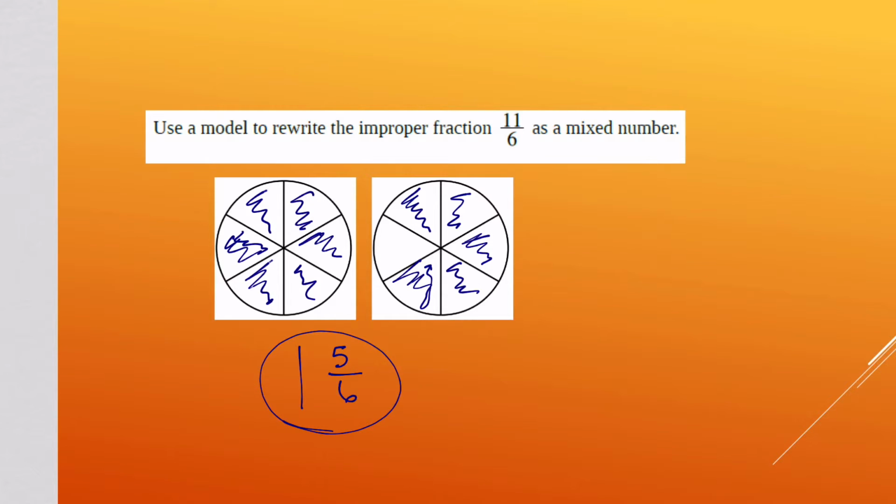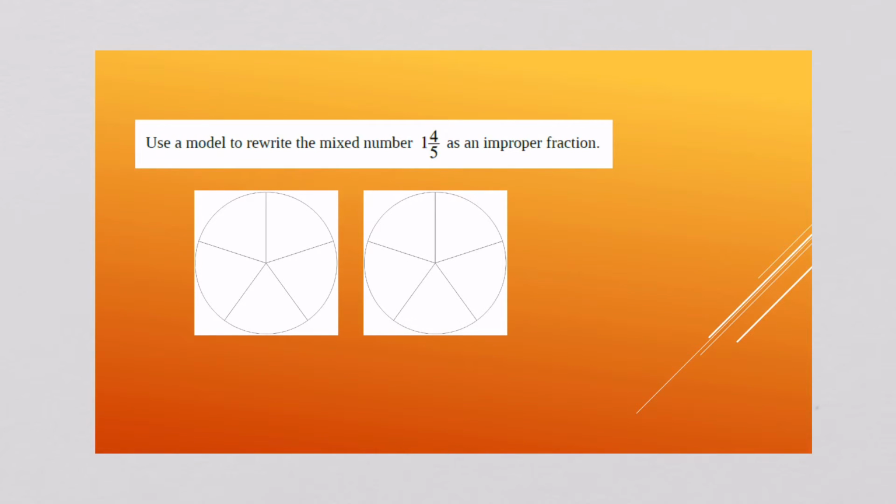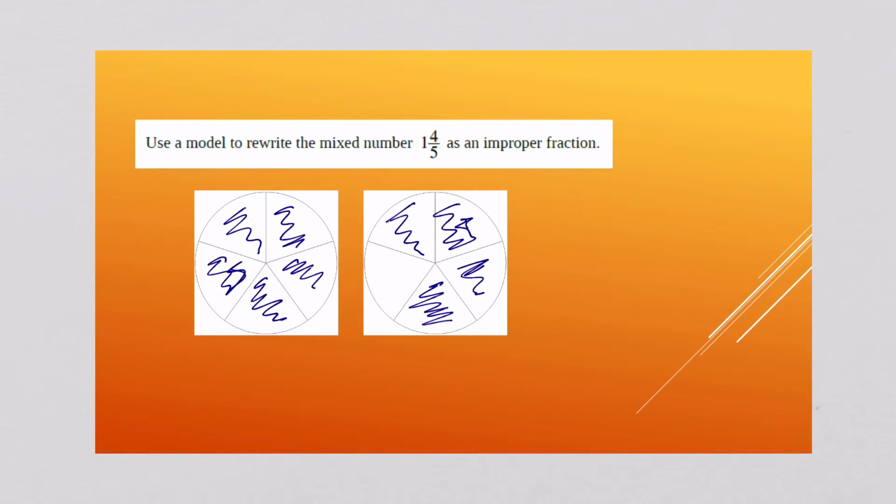That's your mixed number. Okay, so this page, it says use a model to rewrite the mixed number 1 and 4/5 as an improper fraction. So 1 means I color in every single piece of one whole circle. And then the 4/5 parts means that I color in only 4 out of 5 of these pieces. So this can be written as 1, 2, 3, 4, 5, 6, 7, 8, 9 fifths.